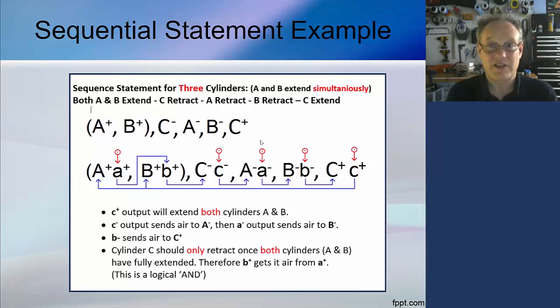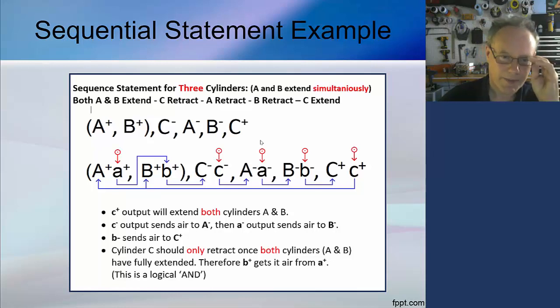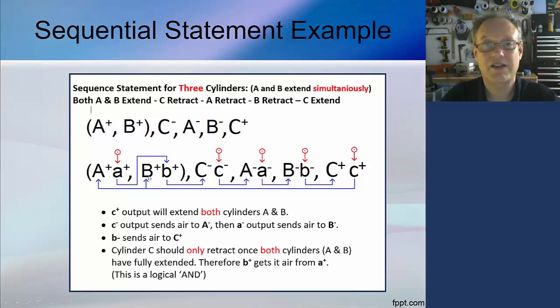Let's just unpack this sequential statement with a bracket with 2 cylinders in it. Okay, so now, the first thing that's going to happen here is that A plus and B plus start to extend at the same time. Now, we're just going to assume that B plus is really fast, okay?